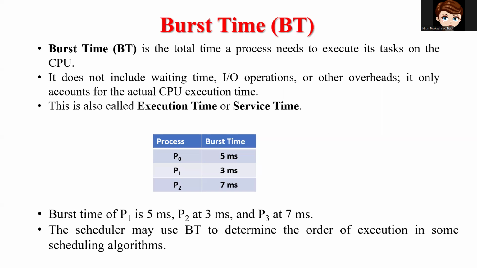Let us say, as an example, we have three processes P0, P1, P2 respectively. And we know that each one of them was given time respectively as 5 time units, 3 time units, and 7 time units. So if we know the burst time from the CPU execution perspective, some algorithms may consider this burst time also to decide what should be the order of execution.